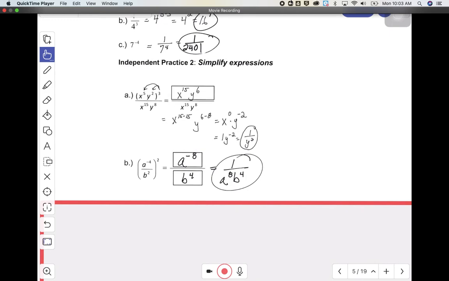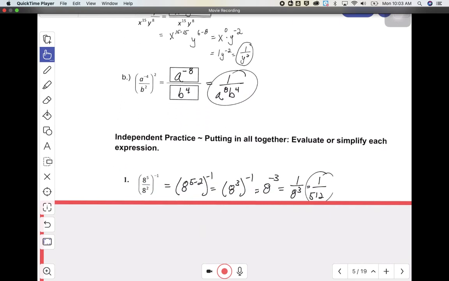For part B, I did distribute that 2 into the parentheses. I'm allowed to use that power rule as long as there's no plus or minus in those parentheses. So I have a to the negative 8 over b to the 4th. And then a to the negative 8 is a bad guy, so it has to move to the bottom. So we end up with 1 over a to the 8th, b to the 4th.